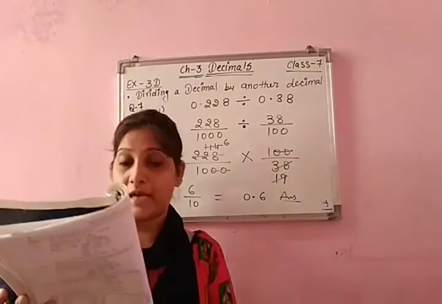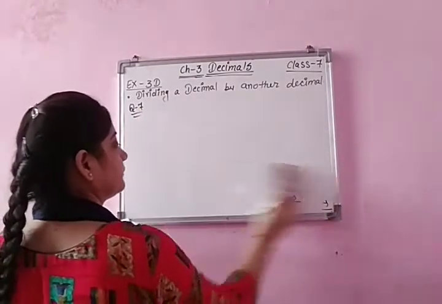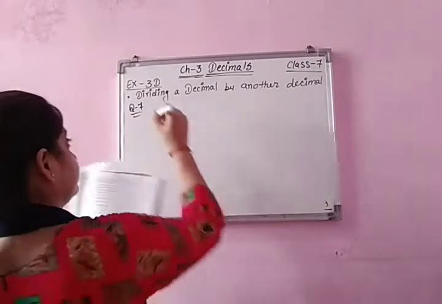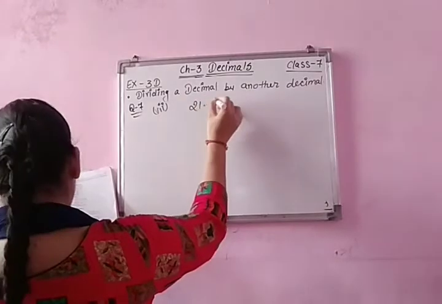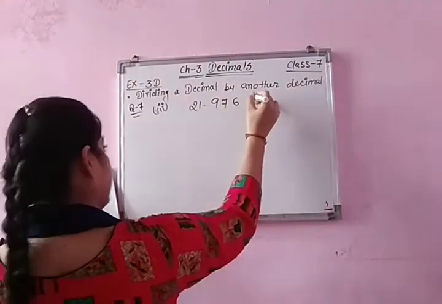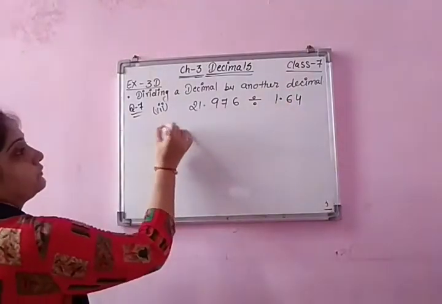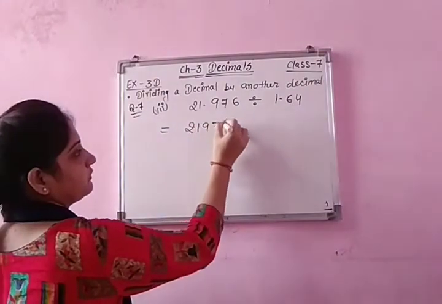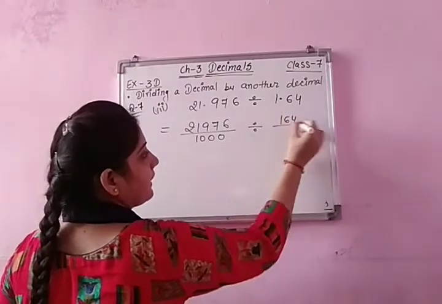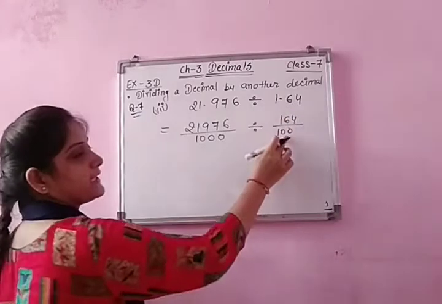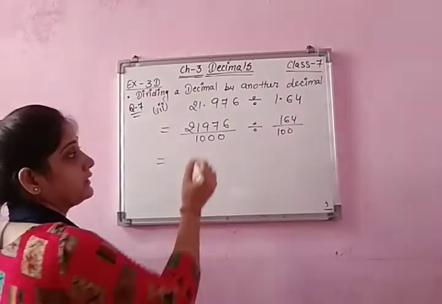Now, part number 7 of the same question number 7. Question number 7, part 7. 21.976. You need to divide it by 1.64. Again change into fraction. That will be 1000. Divide 164 by 100. You have to see the decimal places, and according to that you have to put 10, 100, 1000 in the denominator.